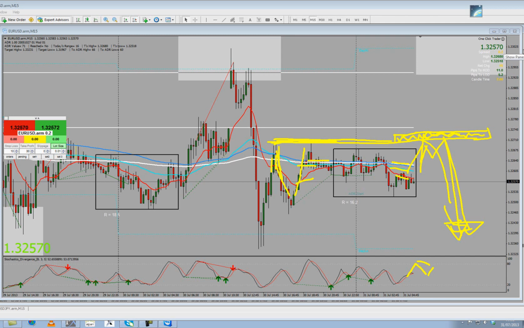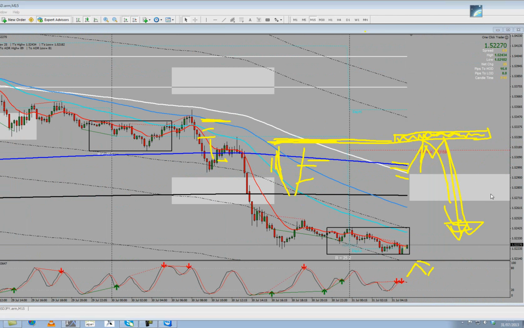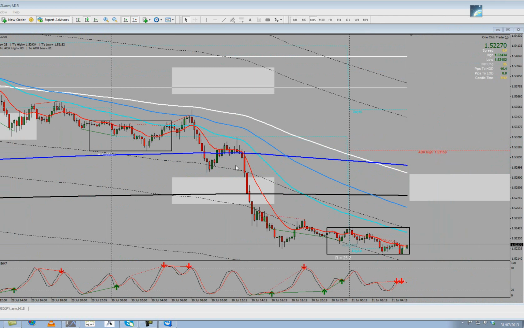And yesterday we had a fantastic day. We shorted here, and then we got stopped out on the euro dollar at break even, and the cable was a fantastic trade yesterday as well. As we said, we had similar stuff to the euro. Let me show you the trade from yesterday. It was very nice, clear.